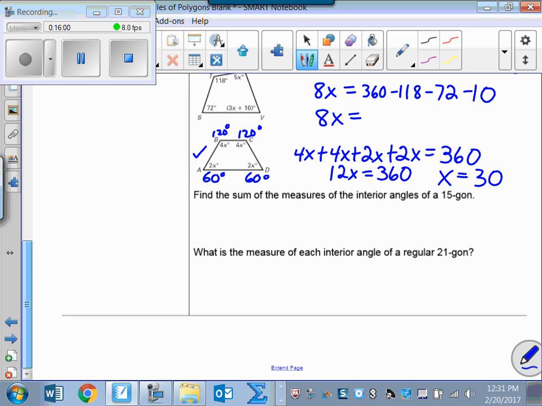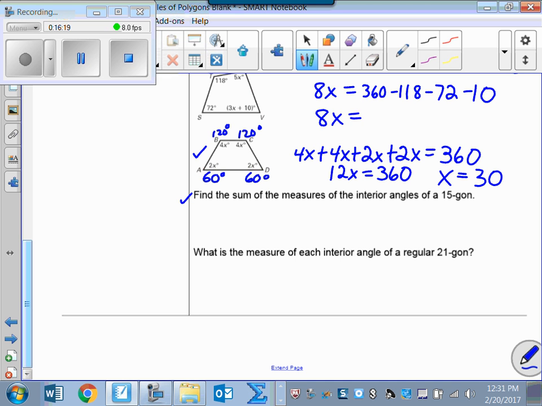All right. Find the sum of the measures of the interior angles of a 15-gon. Going to let you do that. Come back and check it. What is the measure of each interior angle of a regular 21-gon? Okay, I'll do this one. Maybe I'll do every other one, and then I'll let you do every other one.